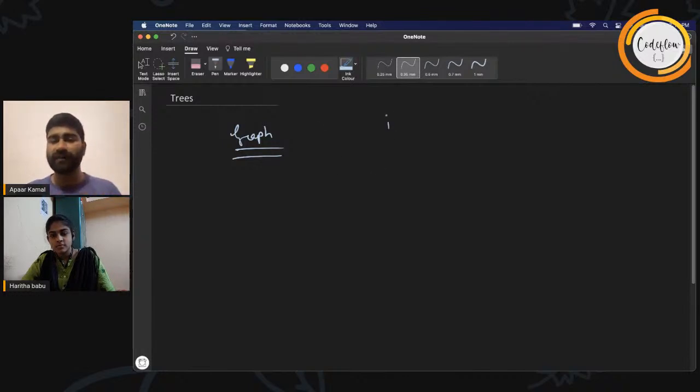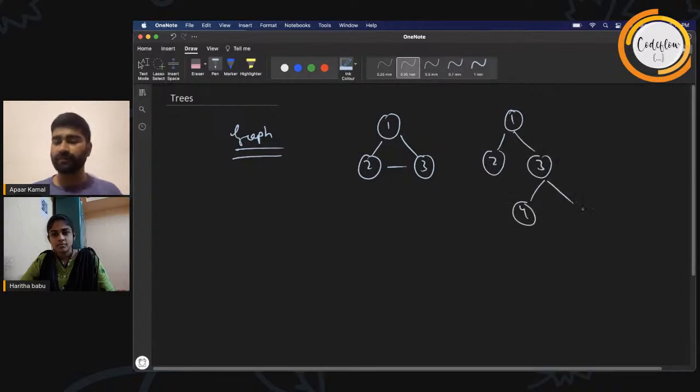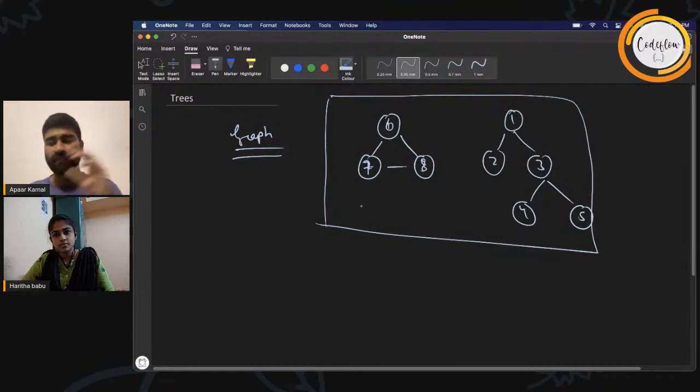So let me give you some examples of graphs. So let's say this is a graph, right? This can be another graph, right? And there can be many more graphs. So these two, if I number them as 6, 7, and 8, these two also make a graph. We have nodes from 1 2 3 4 5 6 7 8, but we have two different components here, right? So this is another graph.